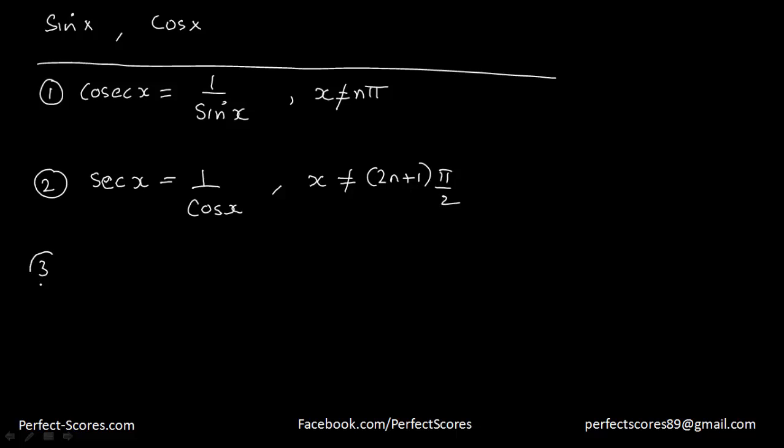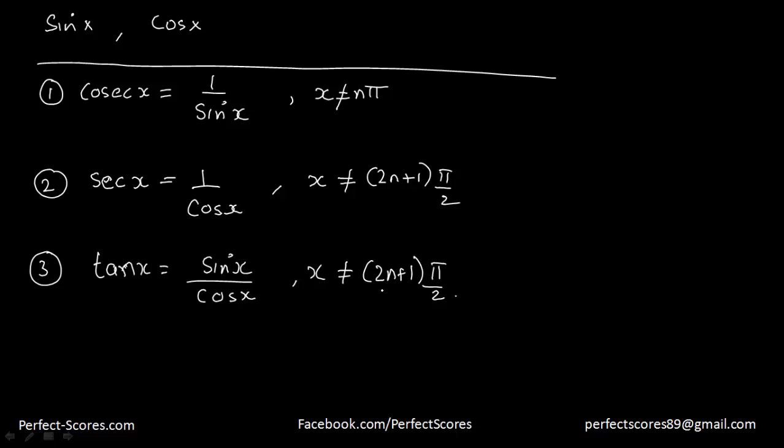The third thing over here is the tangent of x, which is equal to the ratio of sine x over cos x. Again over here, cos x cannot be 0, which means x cannot be an odd multiple of 90 degrees. It's not every multiple of 90 degrees, it's 90, 270, and so on.